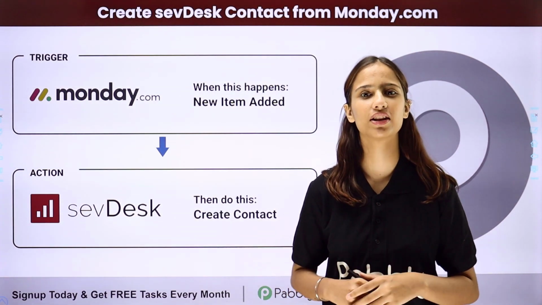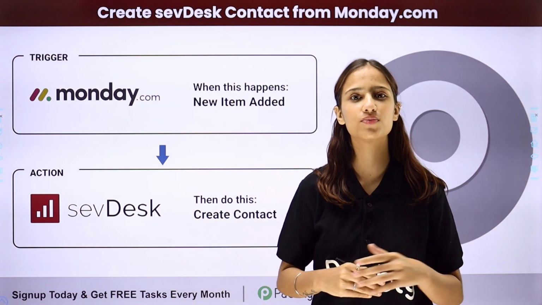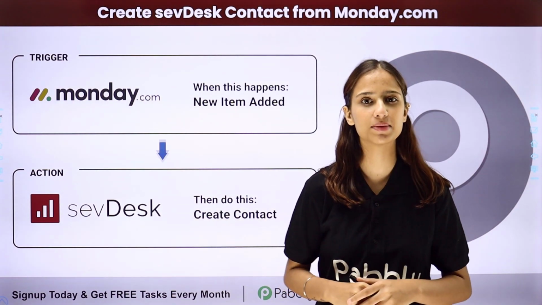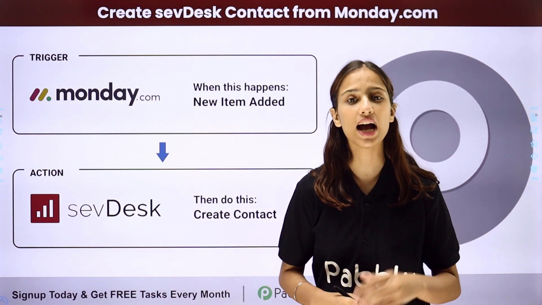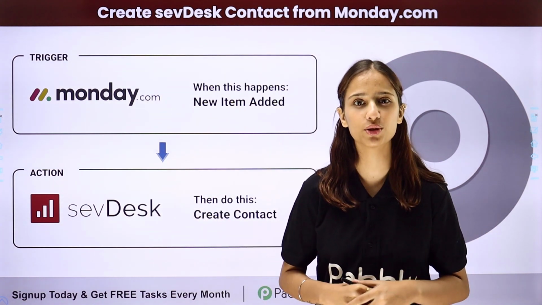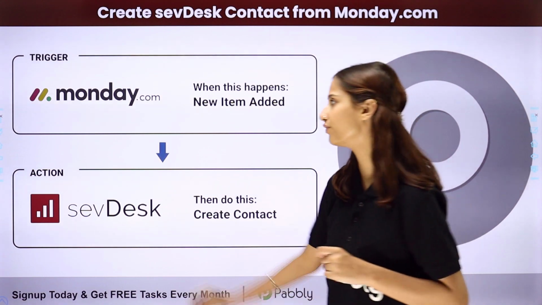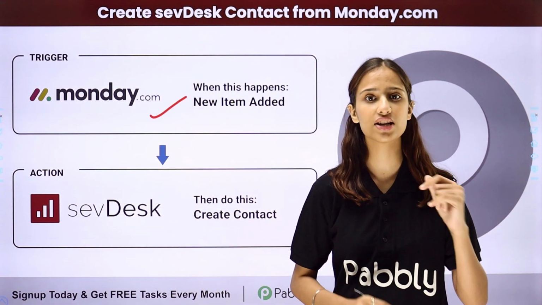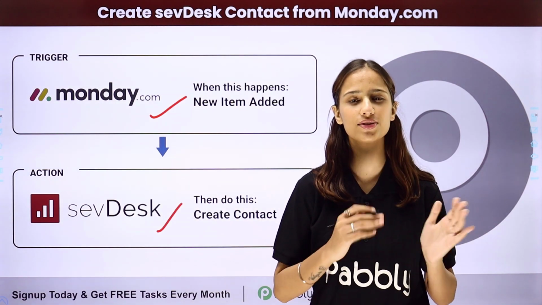So in today's video we will learn how to create sevDesk contact from monday.com. Here our objective is whenever a new item is added in monday.com, then automatically with the details received, I want to create it as a contact in sevDesk. To integrate both of these applications, we will be using Pabbly Connect, where the trigger application will be monday.com and our action application will be sevDesk. To set up this integration, follow me through the screen.